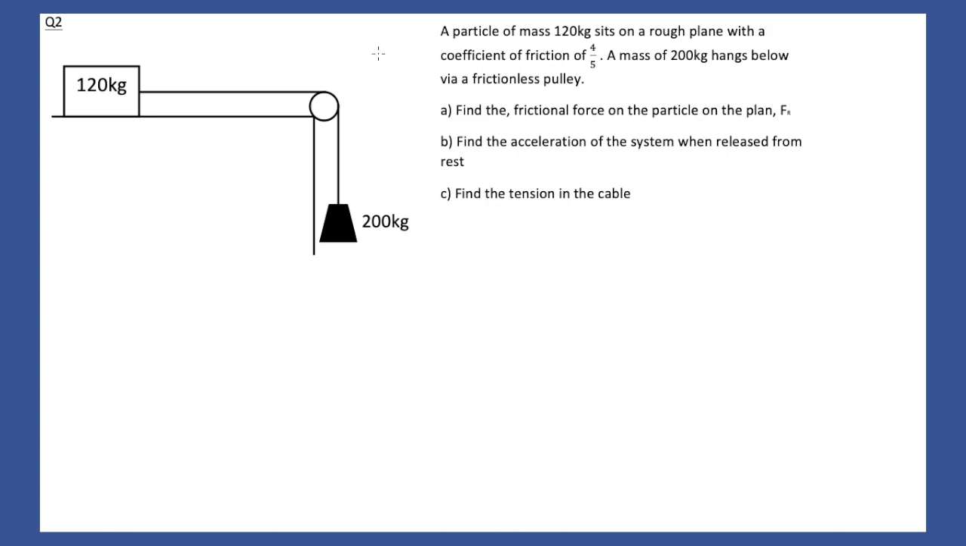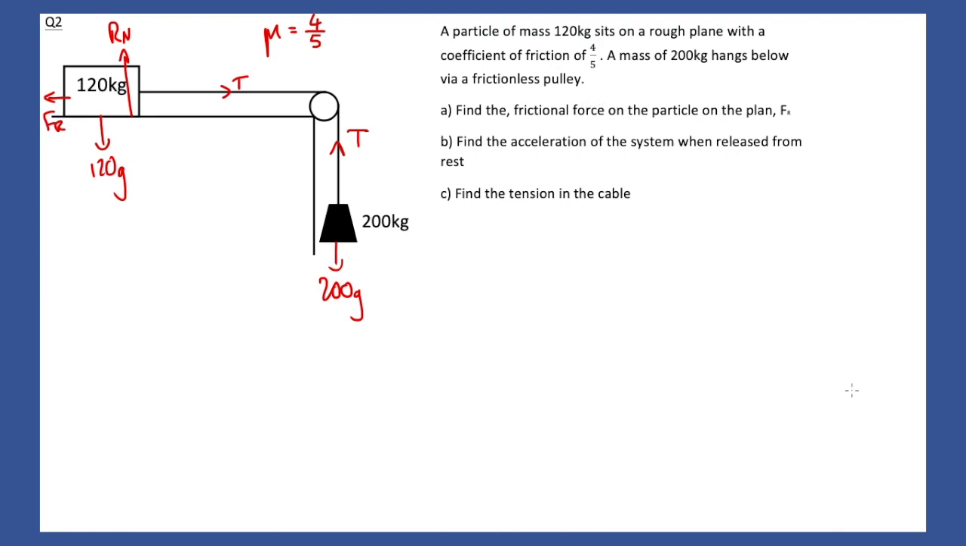Okay, so a 200 kilogram particle is hanging below this pulley, and it's pulling along this 120 kilogram particle. The coefficient of friction is 4/5, so very high friction actually. So we need to find the frictional force, the acceleration and the tension. Let's label up to start with. 200g down, tension this way, tension this way. 120g down here. Reaction normal is here, and FR is going to go here.